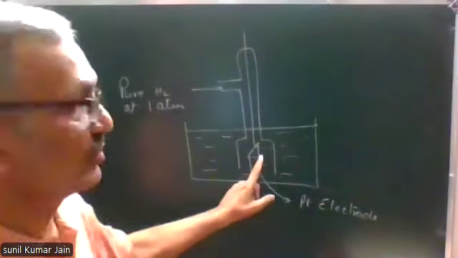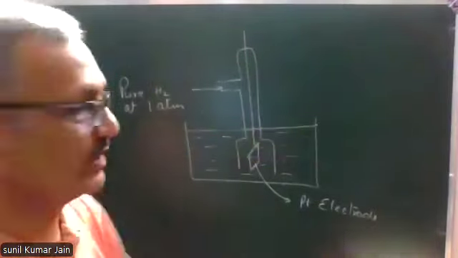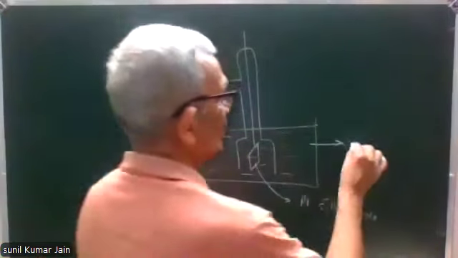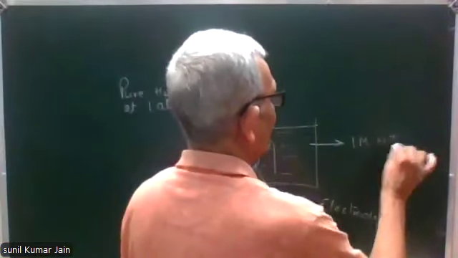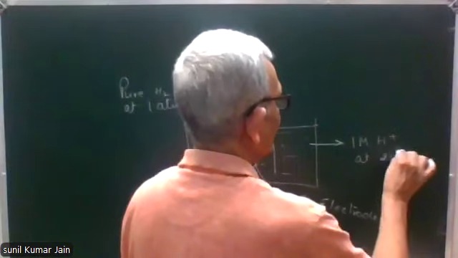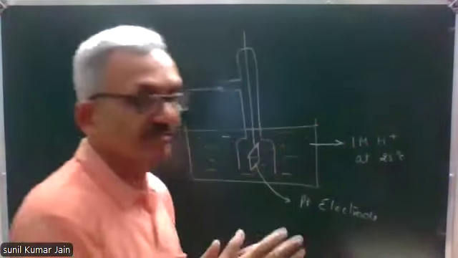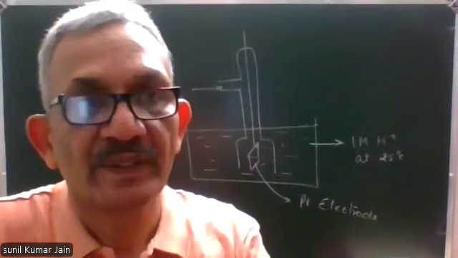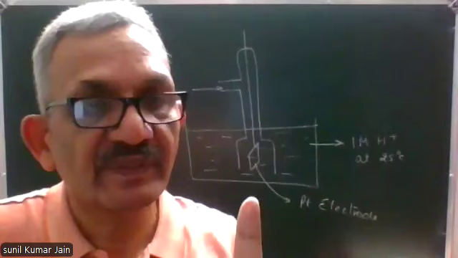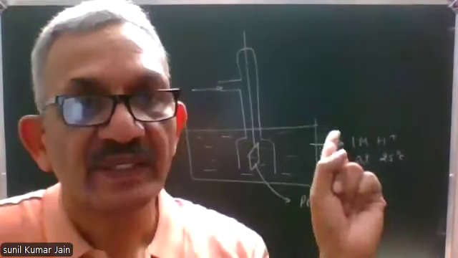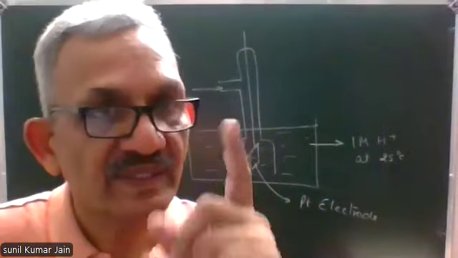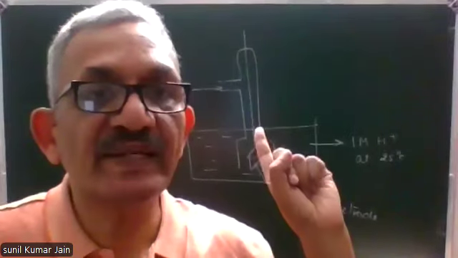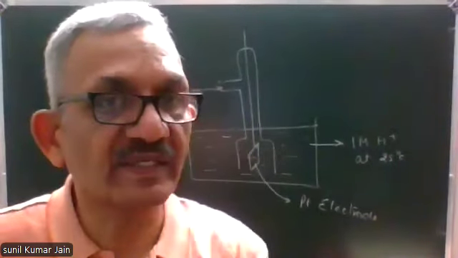This is platinum electrode which is sealed in a glass tube. This solution is 1 molar H plus ions at 25 degrees centigrade. Temperature 25, standard. Concentration of ions 1 molar, second standard condition. Third is hydrogen gas at 1 atm pressure. That is third standard condition.